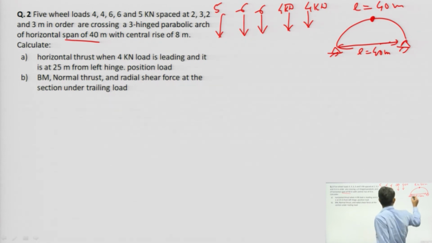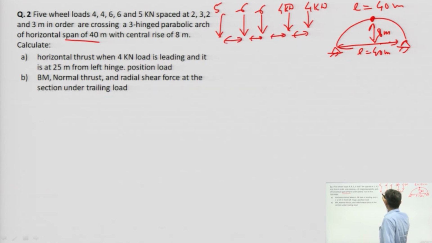With central rise of 8 meter. Okay. And what is the spacing? Spacing is also given. The spacing is 2 meter first, then 3 meter, then 2 meter, and then 3 meter. This is the spacing. Okay.